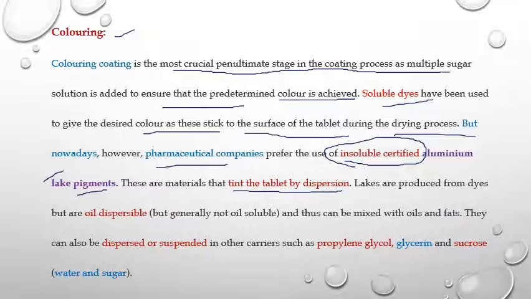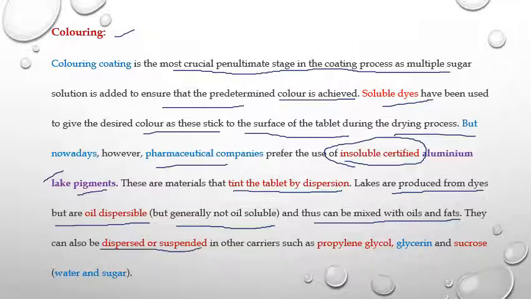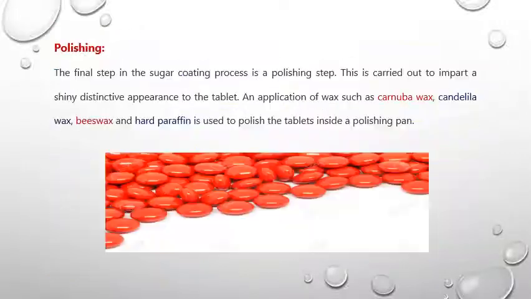Lakes are produced from a dye but are also oil dispersible but generally not oil soluble, and thus can be mixed with oil and fat. They can also be dispersed or suspended in other carriers such as propylene glycol, glycerin and sucrose, water and sugar.